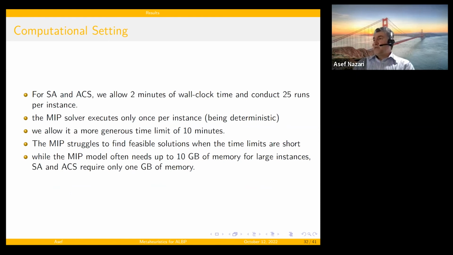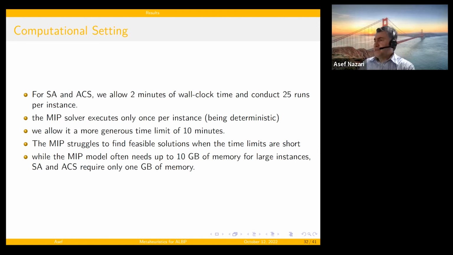We have 2 metaheuristics, simulated annealing and ACS. For each of them, we gave 2 minutes of wall clock time, and we ran each of them 25 times to find the average solution. We ran the MIP Gurobi solver only once because it's considered a deterministic approach, but we gave MIP 10 minutes. The idea is that MIP is going to struggle to find a feasible solution when the time limit is short.